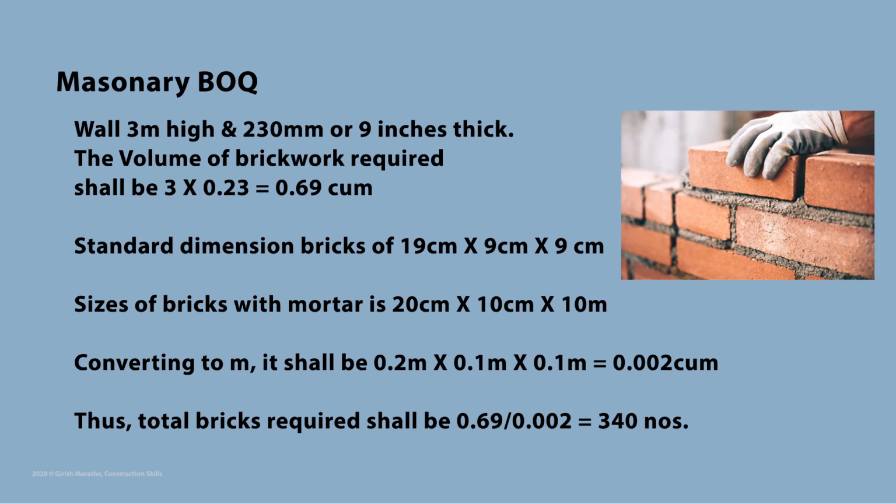If we use standard dimension of bricks, which is 19 centimeters by 9 centimeter by 9 centimeter, then sizes of bricks with mortar is 20 centimeter by 10 centimeter by 10 centimeter. Converting to meter, it shall be 0.2 by 0.2 by 0.1 meters and volume will be 0.002 cubic meters. Thus, total number of bricks required shall be 0.69 divided by 0.002, which is 340 numbers.